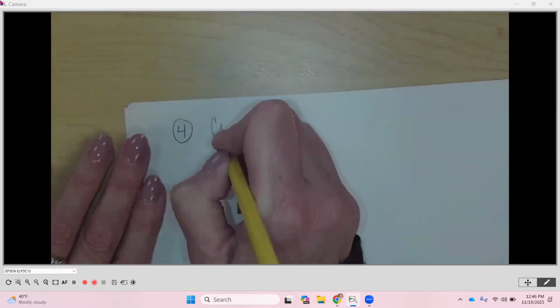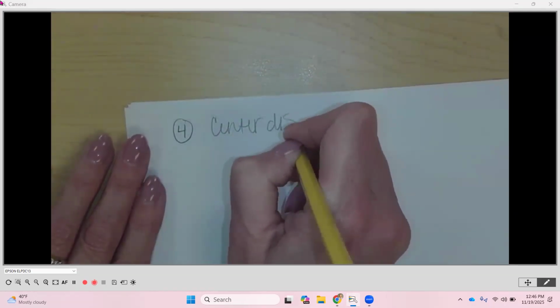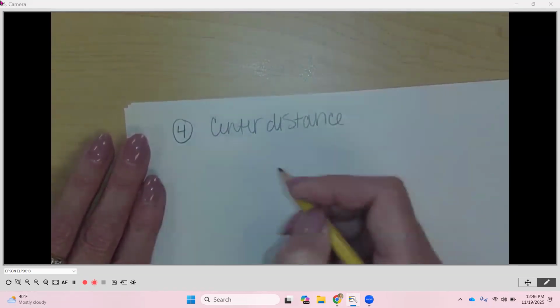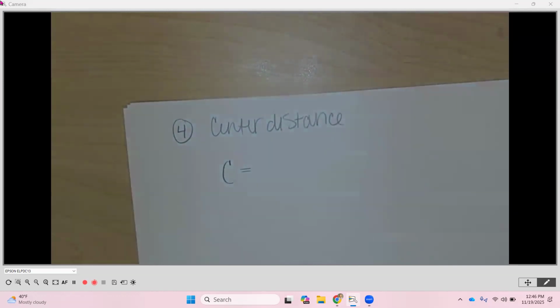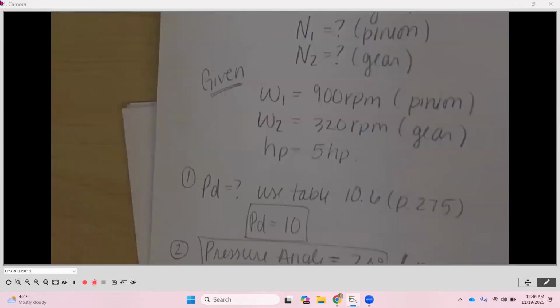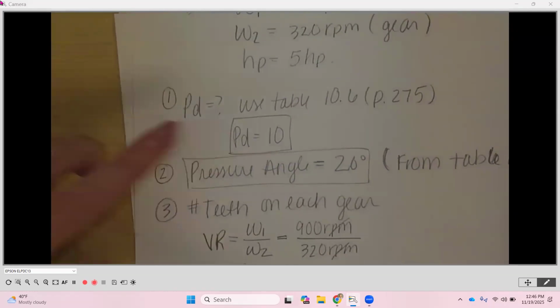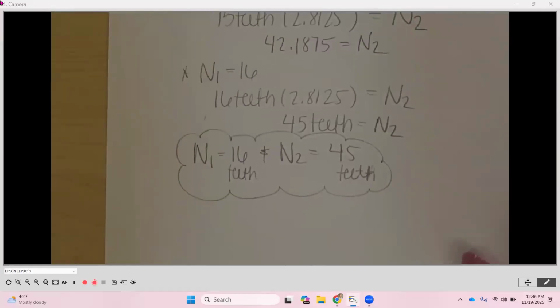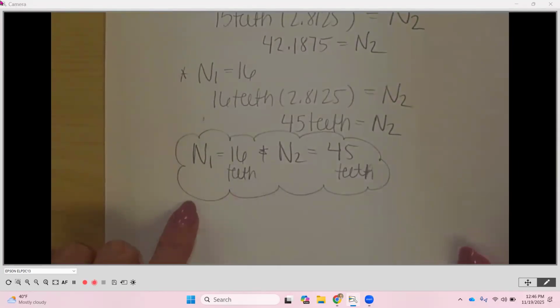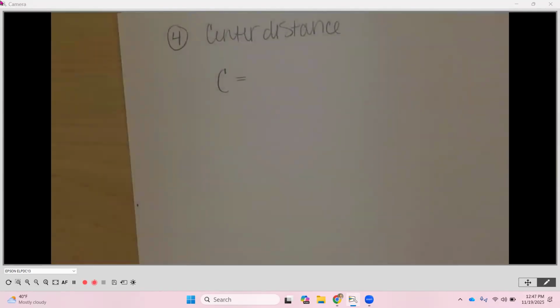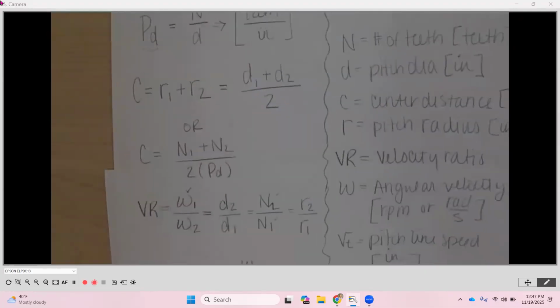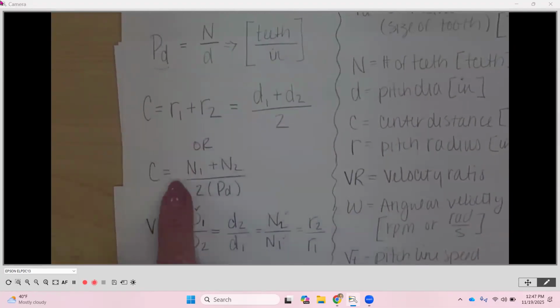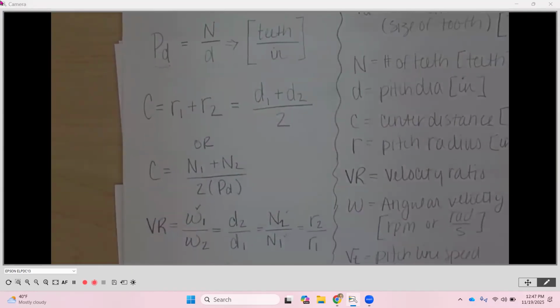So step number 4 is going to be center distance. Okay. So C is equal to. Now, what we know about our set of gears that we picked is we know the diametral pitch, and we now know the number of teeth on each. So what we can do is look back at our center distance equations, and determine which one would make the most sense.